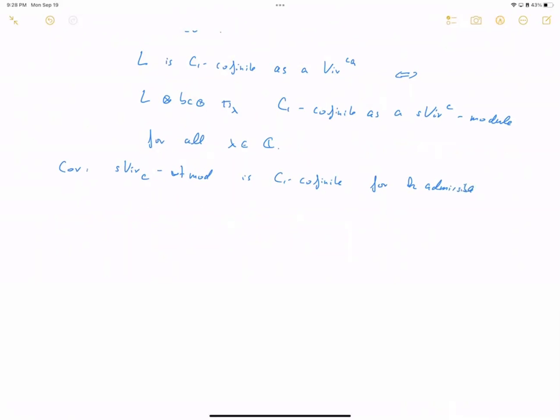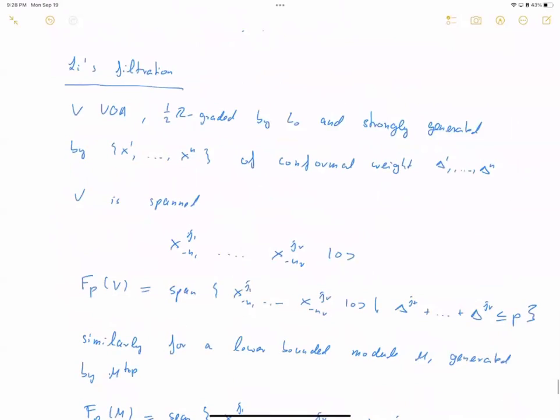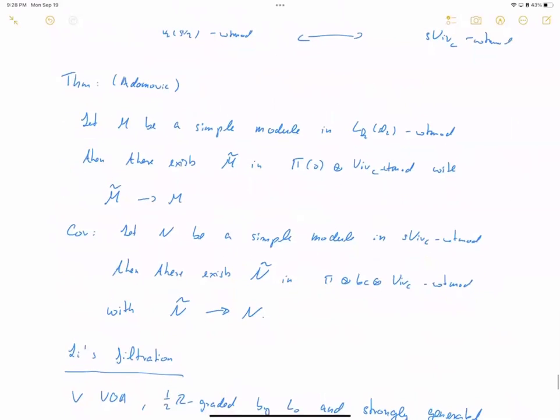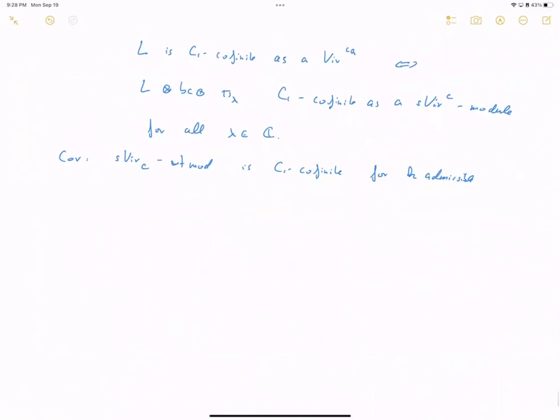And this corollary follows immediately from the previous corollary, together with a theorem of Huang that a homomorphic image of a C1 cofinite module is always C1 cofinite, and together with the statement that if you have a category in which every simple module is C1 cofinite, then already every module of finite length is C1 cofinite. So this is a direct consequence.